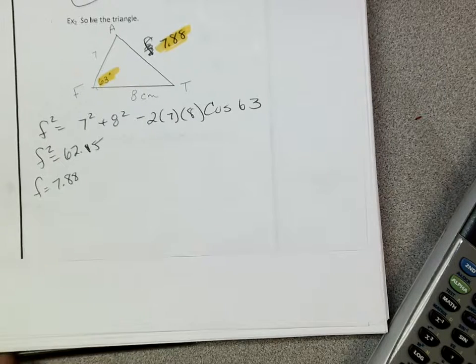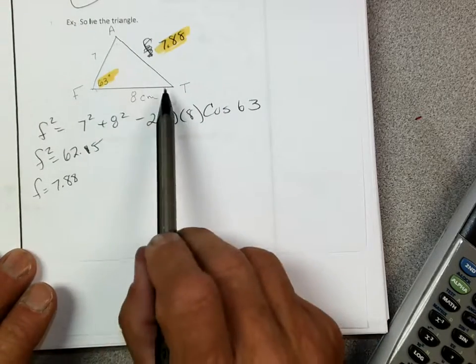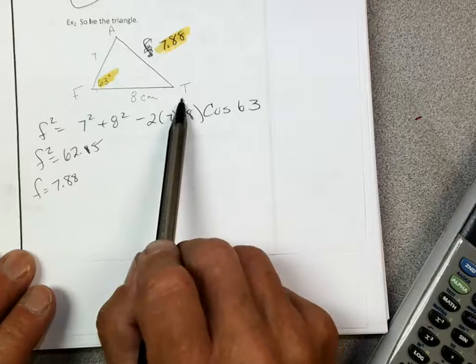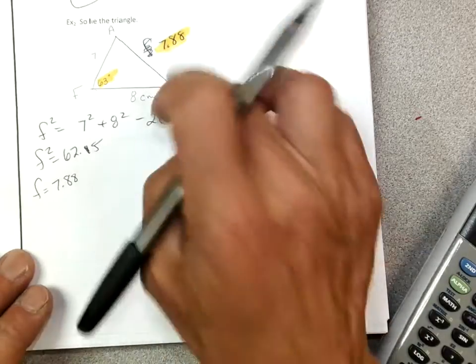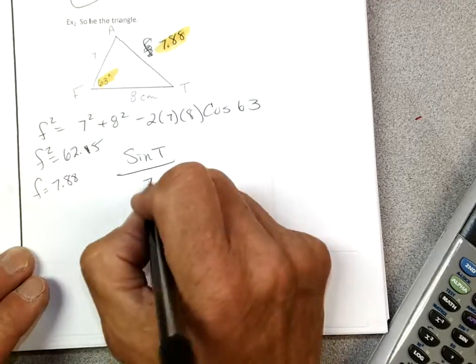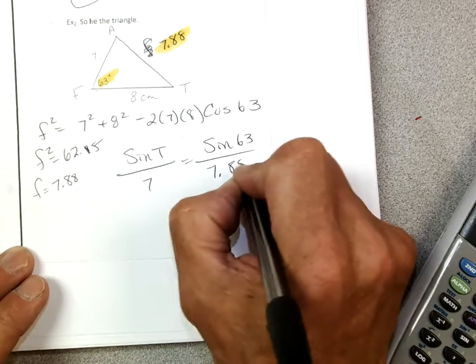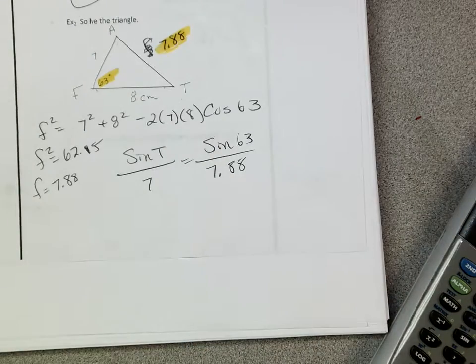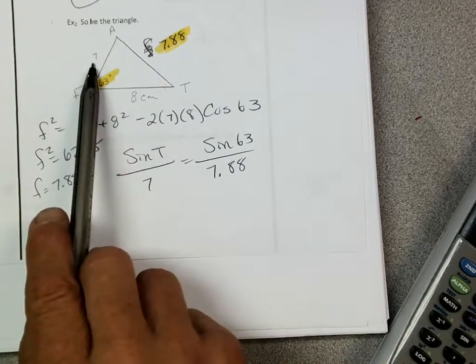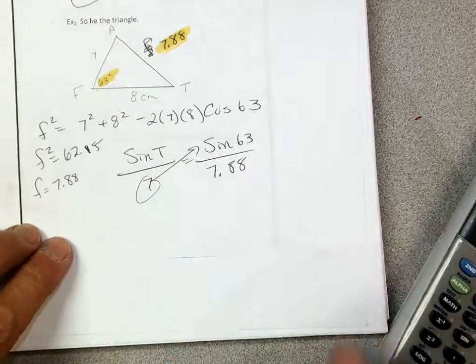Once you have your pair of opposites, then you can use your law of sines. So now let's see if we can find either angle A or angle T. It does not matter. Angle A or angle T? T it is. So we'll go opposites. So we're going to go sine of T over 7 equals the sine of 63 over 7.88. The law of sines is about opposites: sine of T over its opposite, sine of 63 over its opposite. So I'll multiply the 7 up here.